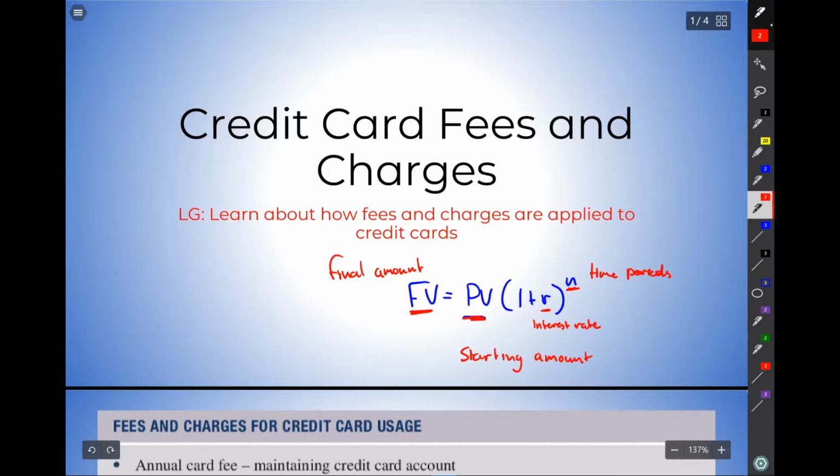Now remember, when we're looking at credit cards, the interest is pretty much always compounded daily, so the time periods will pretty much always be 365. And don't forget, we also have to change the yearly interest rate into the daily interest rate. So it's often going to look like that.